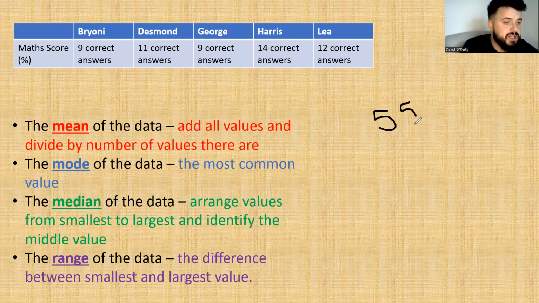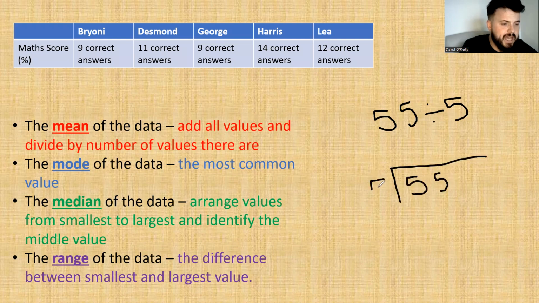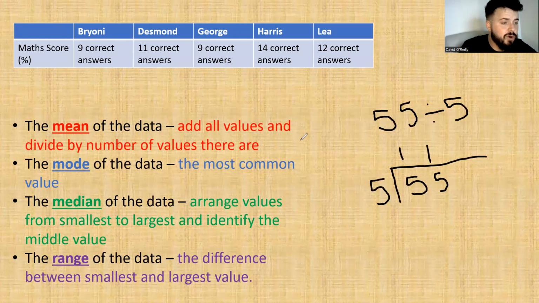So we add all our values, we get 55. And then we divide them by the number of values that we have. We've got 1, 2, 3, 4, 5. So we divide by 5. 55 divided by 5. Probably don't need the bus stop method for this, but let's just do it to make sure. So bus stop, 55 divided by 5. How many times does 5 go into 5? It goes once. How many times does 5 go into that 5? It goes once. We've got our answer at the top there. The answer is 11. So the mean score is 11. And that's it. That's how we find out the mean.